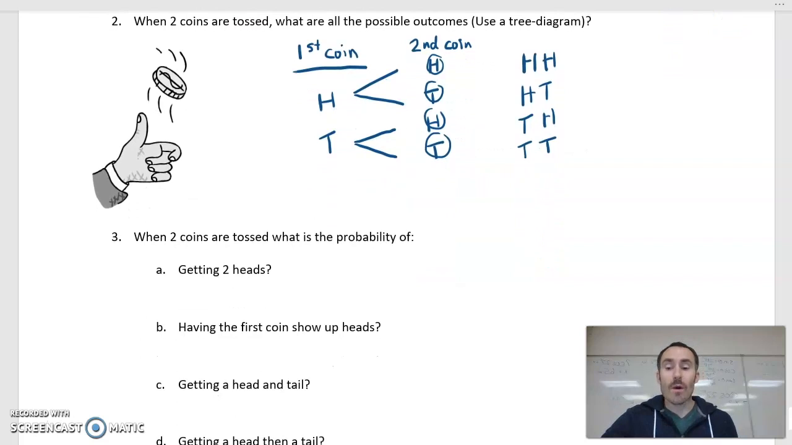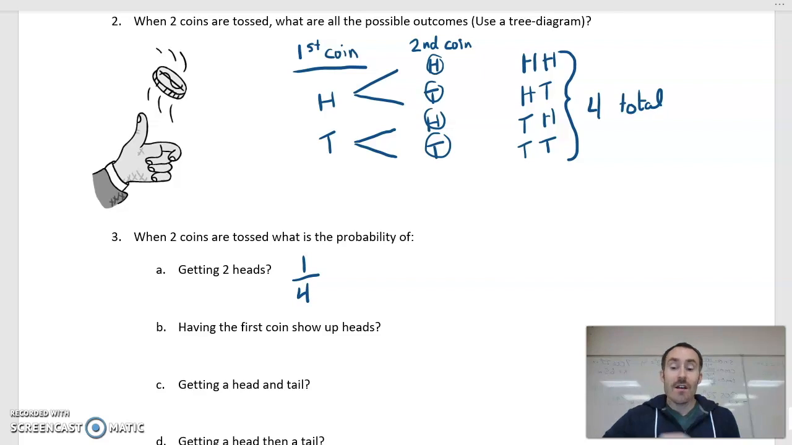Okay, so when 2 coins are tossed, what is the probability of getting 2 heads? So remember that we're looking at what are the desired outcomes and what are the total number of outcomes. So there are 4 total outcomes, and only one of those is heads, heads, is 2 heads. And so the probability of getting 2 heads is 1 out of 4.